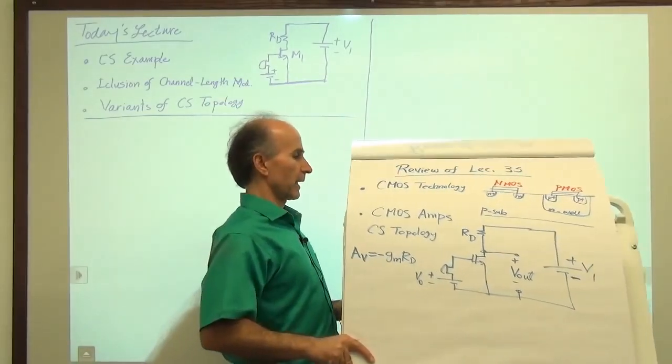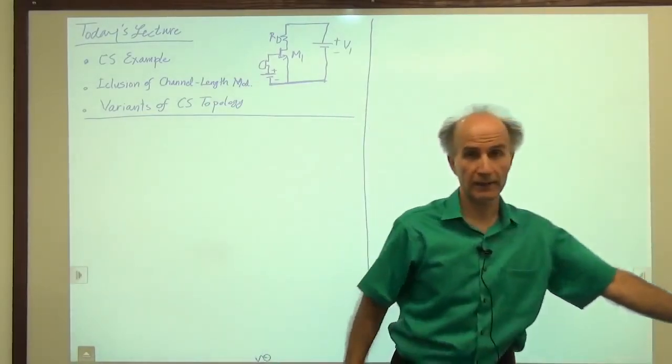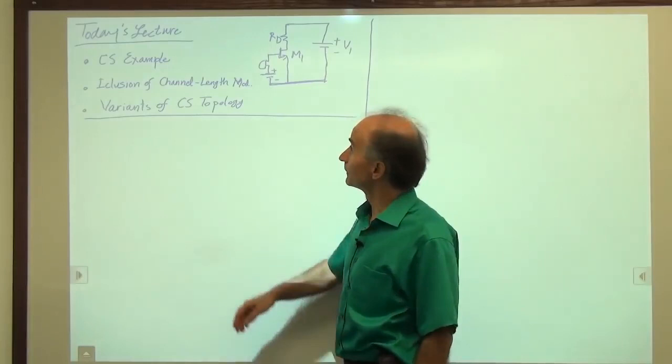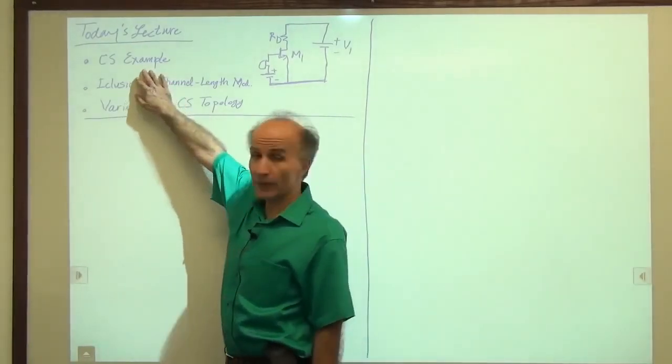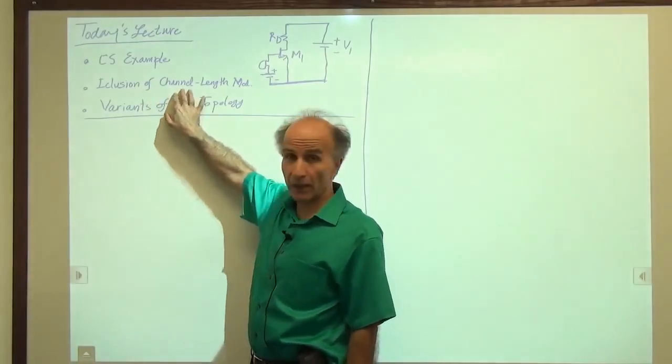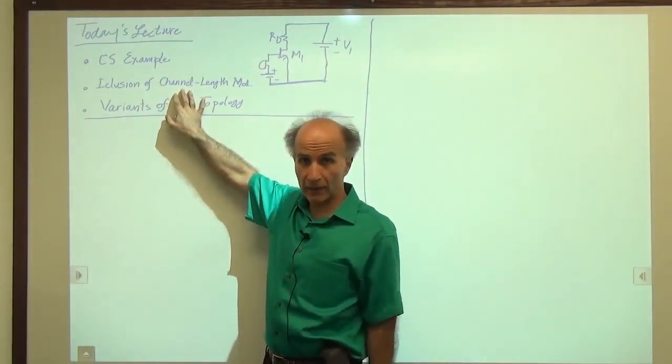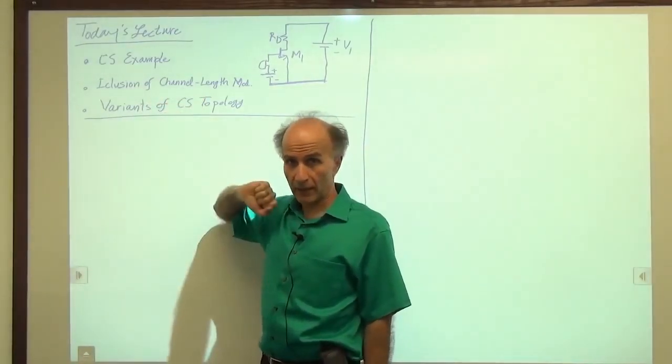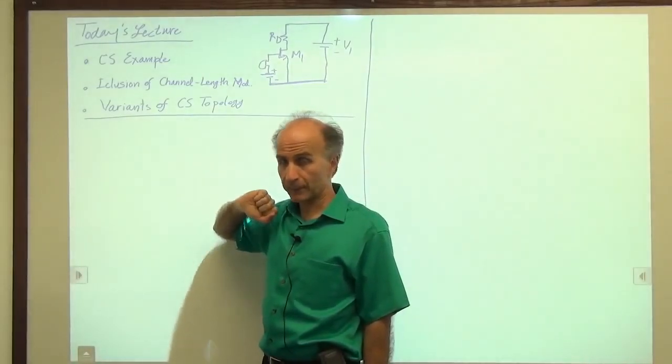of amplifier. And in fact, we will also look at some variants of this amplifier. So we'll go over some numerical examples, just to get warmed up. Then we'll include channel length modulation, which we had neglected there. And then we'll look at some variants of the common source topology.